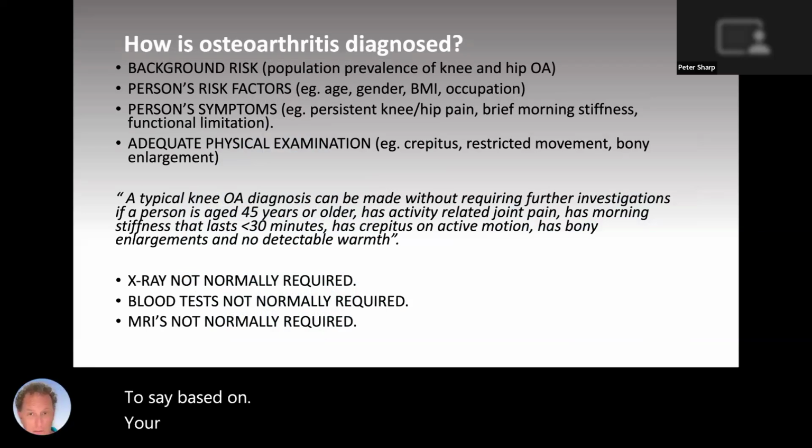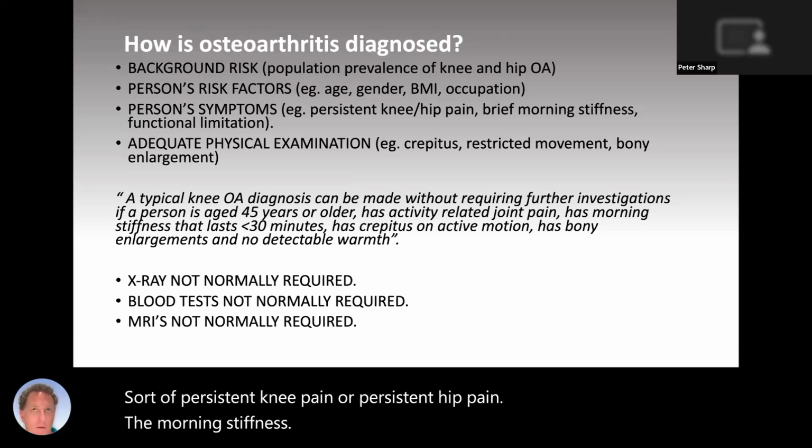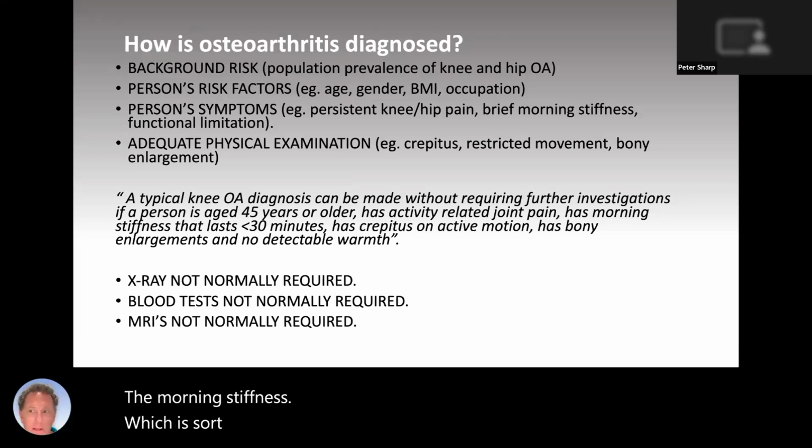So, at its very basics, if you're over the age of 45 or 50, if your BMI or your weight is high, and if you've got persistent knee pain or persistent hip pain, and some morning stiffness, and then maybe you have a bit of crepitus, which is creaking and cracking of the joint, and you might be able to palpate your knee or your hip and feel it's a little bit swollen, then you've got osteoarthritis. It's as simple as that.